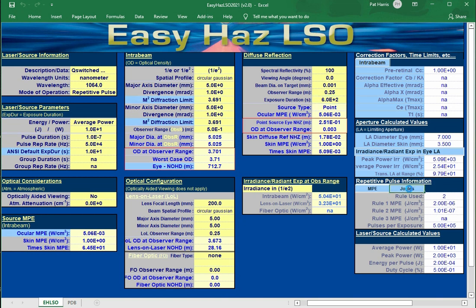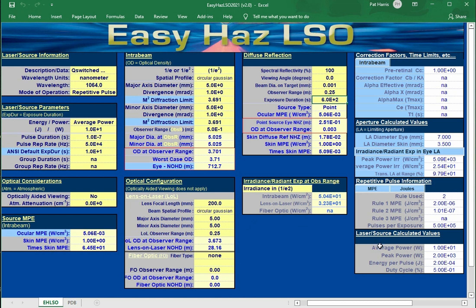Let's change this to a radiance, which we've done, and we can see, sure enough, this is the same MPE as we have here. If we look at the AEL, we have almost 2 milliwatts allowed exposure for a 10-second exposure here. And of course we can look at the same thing here and we'll get the same result that we see here for AELs. Let's switch this back.